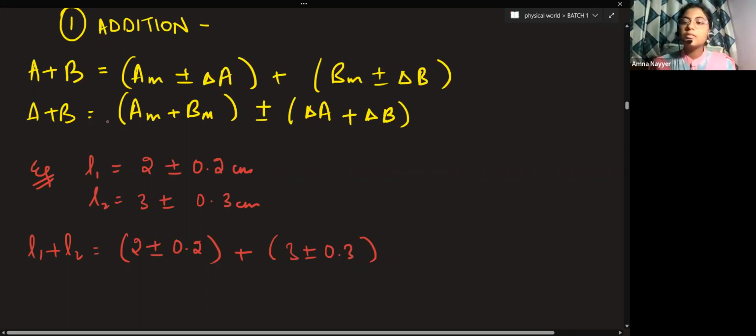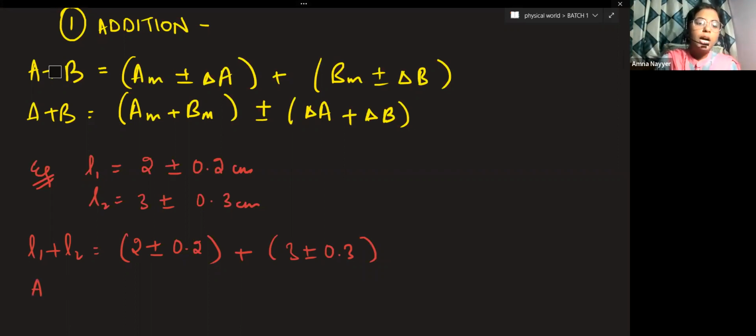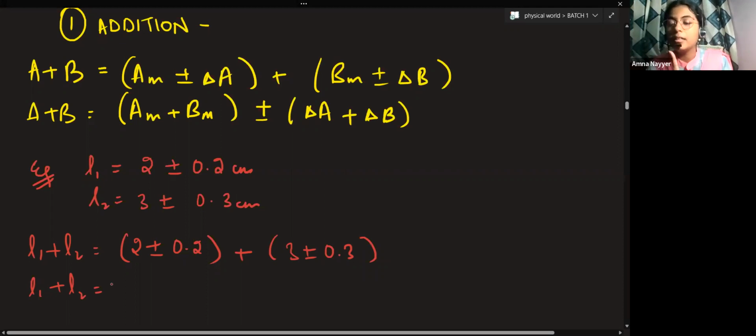Now, the first thing is to add A plus B. Here you have L1 plus L2. So if you are adding it, L1 plus L2, we'll add the mean errors first, the mean errors or the true errors. These first quantities represent the mean errors or the true errors. So we'll add 2 with 3, 2 plus 3. Then put a plus minus.